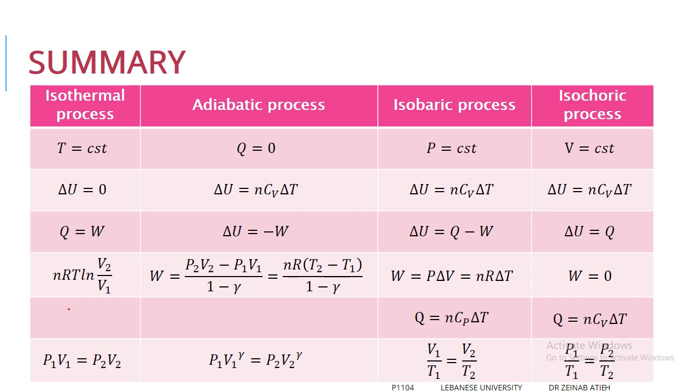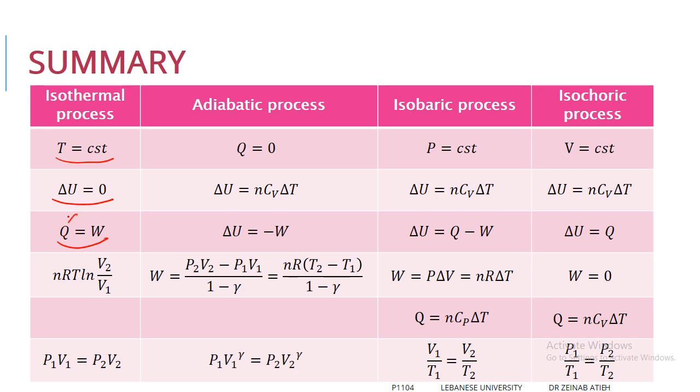Let's start with the first one, which is an isothermal process. In an isothermal process, the temperature is constant. I'm going to read them because I have already explained them. Delta U is equal to 0 on an isothermal process. Temperature is constant. Delta U is 0. Delta U is equal to Q minus W. So delta U 0, Q is equal to W. All the time, Q is equal to work.